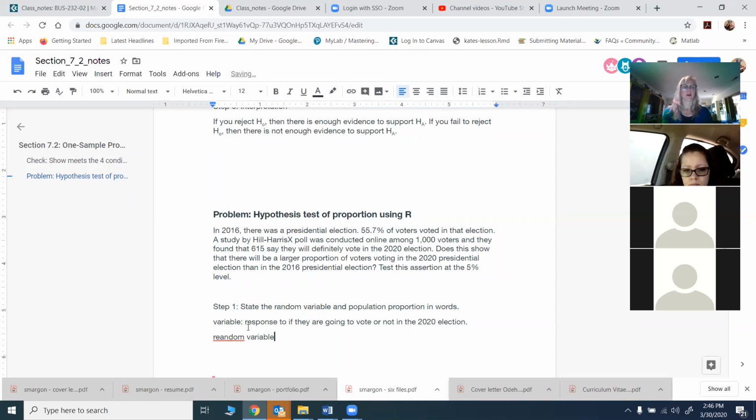variable. When we're dealing with qualitative variables like this one is, this is a qualitative or categorical variable, we actually want to count something from this information. So my random variable is what I'm going to count. And what am I going to count from all these responses?